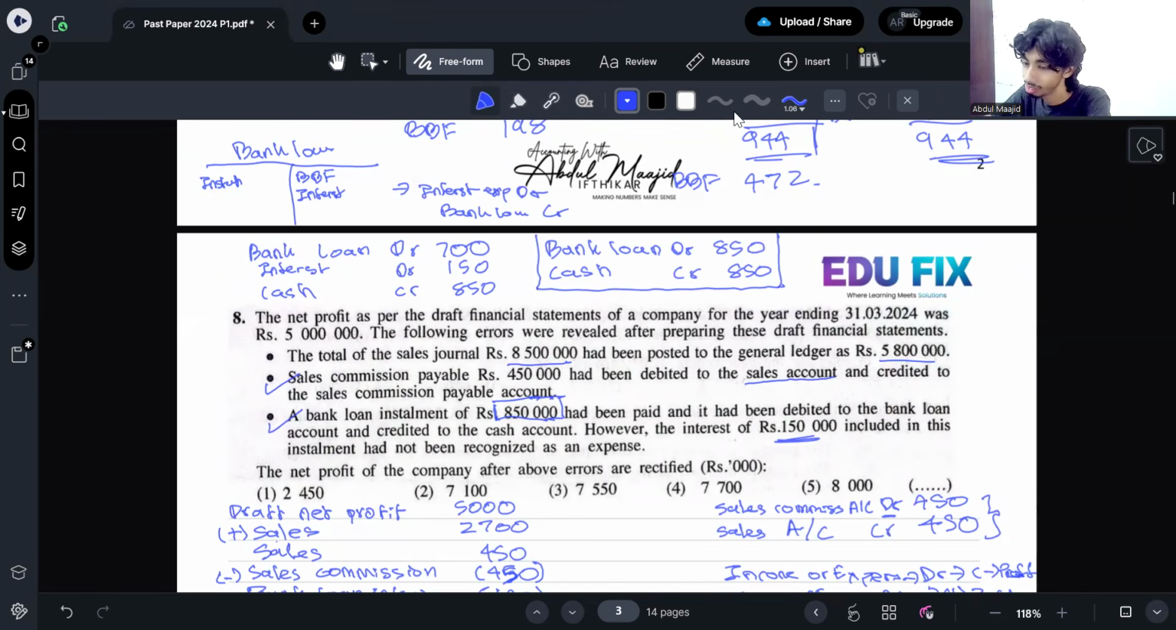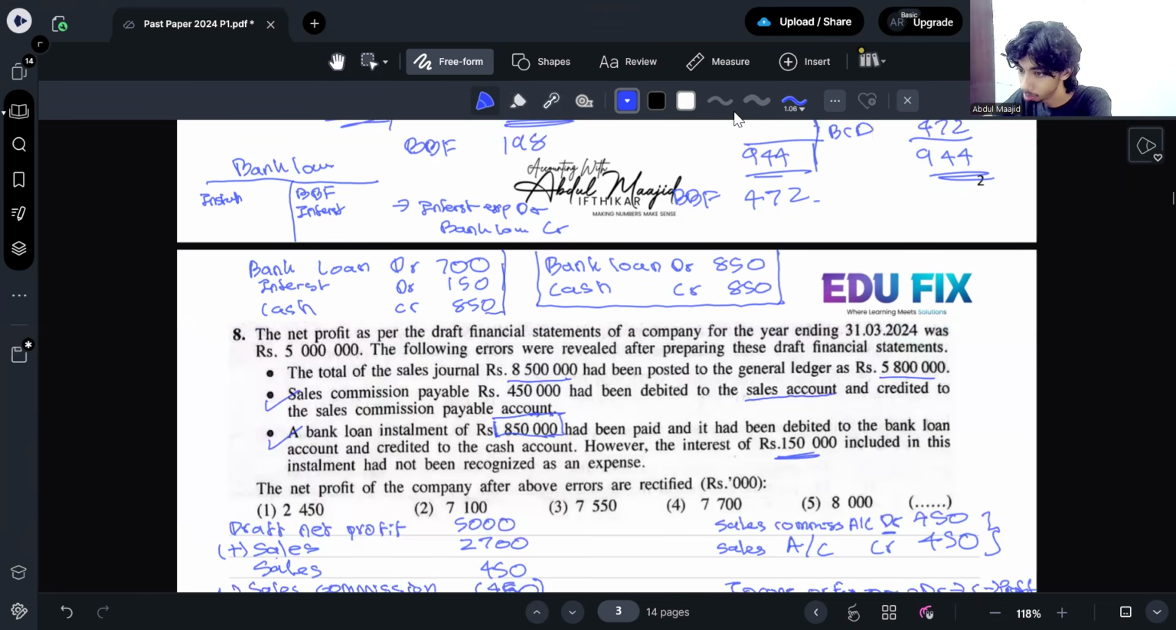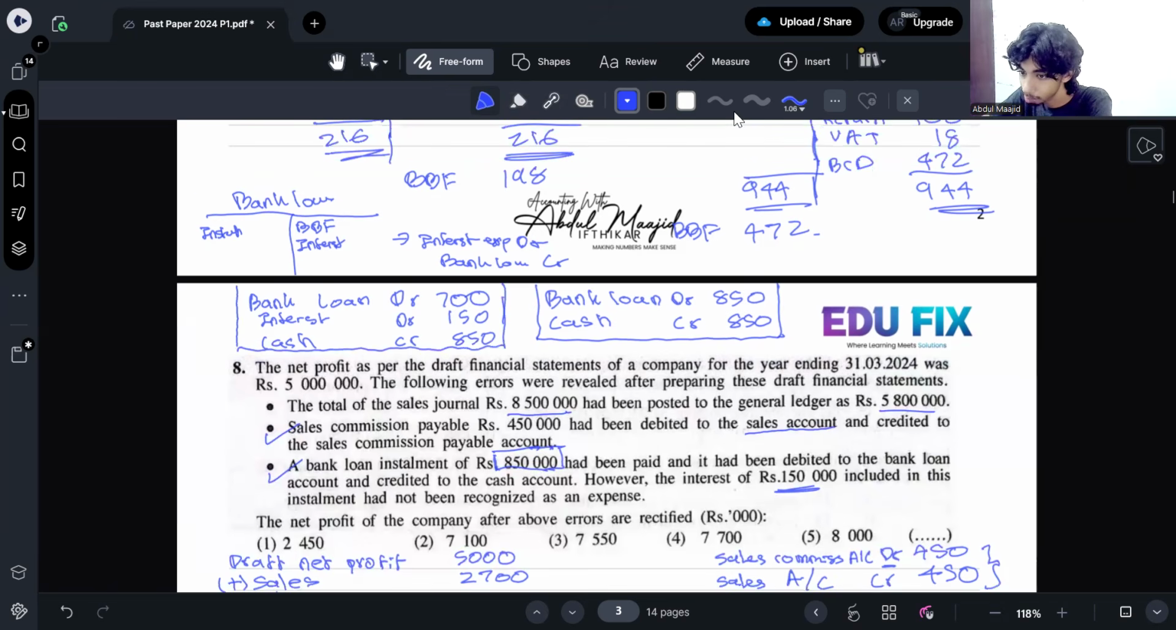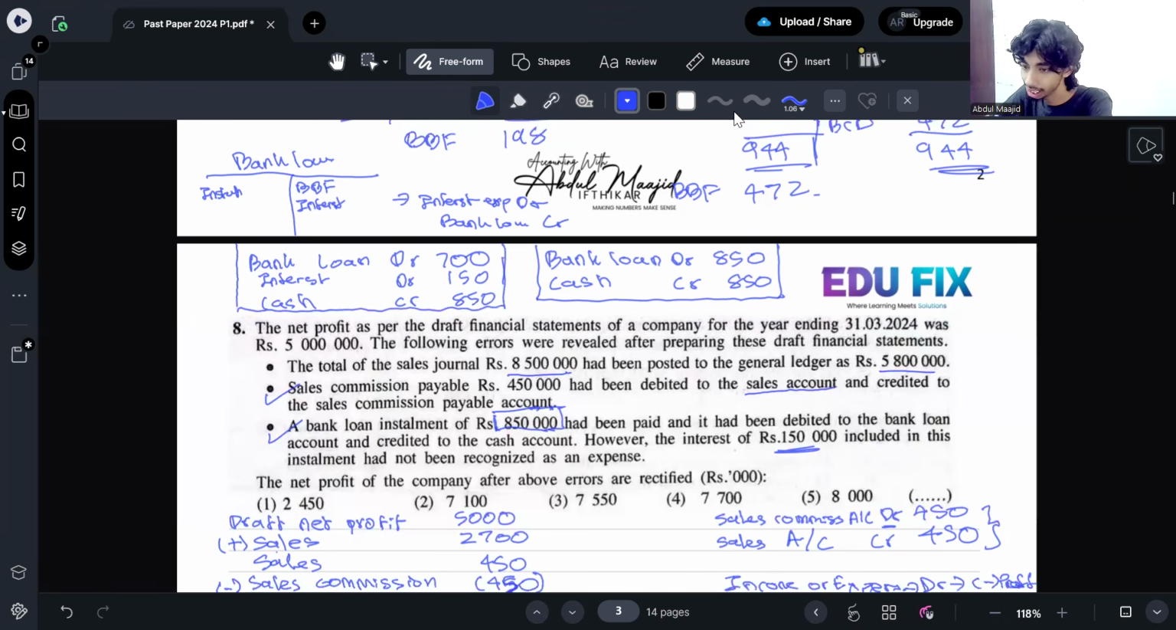Okay. Wait. Now this is for the prime entry book. Sorry, I wanted to explain this in the prime entry book. Now when they just ask for the bank loan installment double entry, you can say this: bank loan debit 700, interest debit 150, cash credit 850.